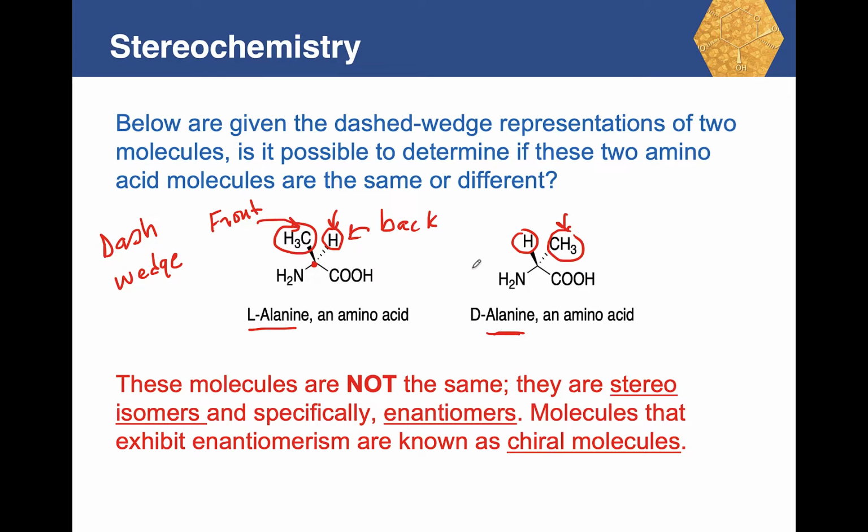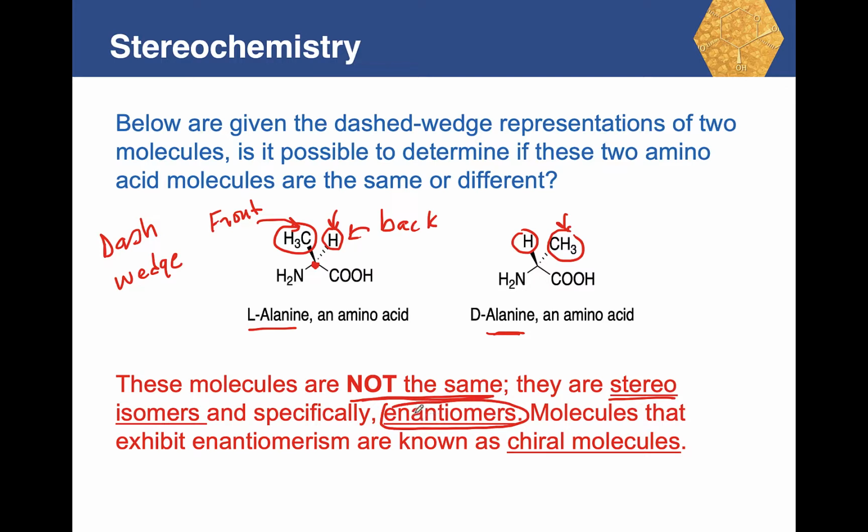So again, that's a way of illustrating to us, making it easier, that these two molecules are different because the orientation in space of the atoms bonded to this carbon that has 4 different groups around it are different. So therefore, these two molecules are in fact not the same. They are stereoisomers, and specifically they are enantiomers.